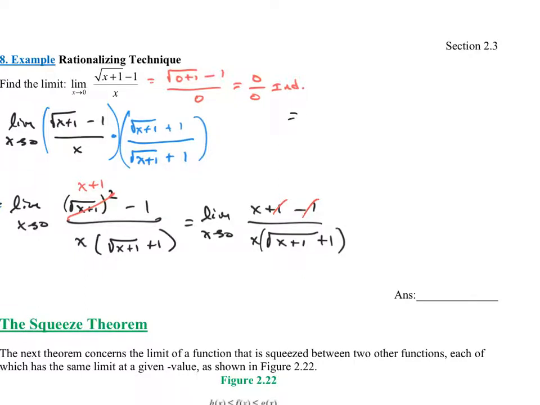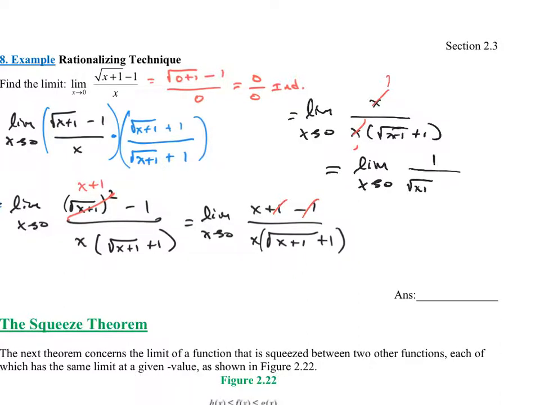I'm going to rewrite the problem now. The limit is x approaches 0 of x over x times the square root of x plus 1 plus 1 in parentheses. Now, only now can I simplify those x's. You cannot do two steps at once. That is not mathematically accurate. So this is the limit as x approaches 0 of 1 over the square root of x plus 1 plus 1.